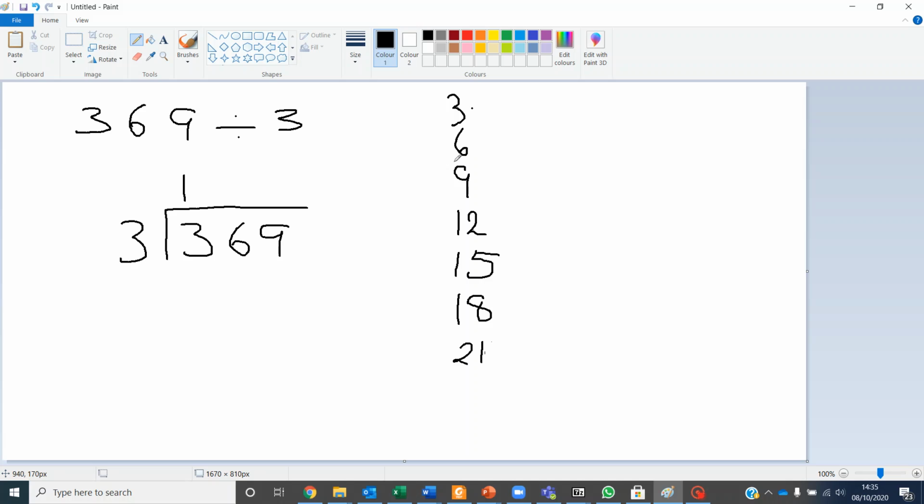You look at the next number, and I will use my list of multiples on the side. You find your 6 first, the multiple that you're interested in, and then you count down to it. 1, 2. So 3 times 2 is 6. 6 divided by 3 is 2.